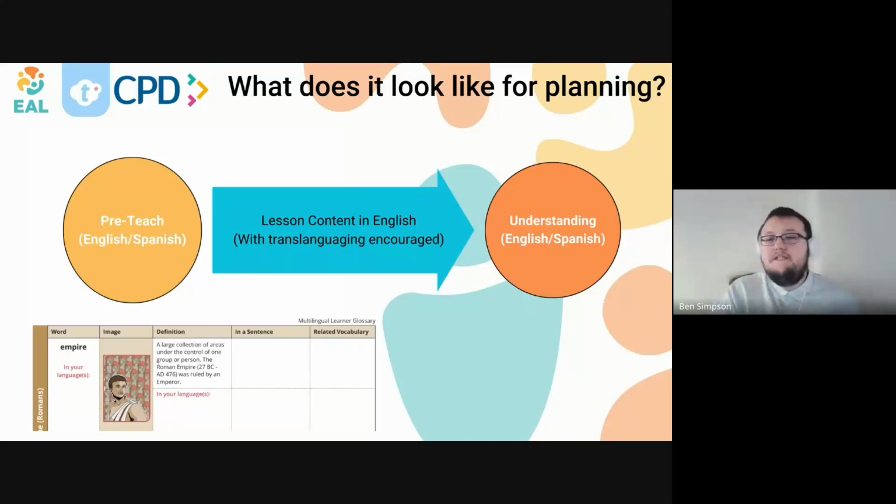So at pre-teach, we know we want to support EL learners or multilingual learners just before teaching, so they have the content, kind of looked at, and the context is understood. So we would pre-teach in English or Spanish, for example. That would be a perfect way to introduce a new concept. The lesson content would then be in English with translanguaging encouraged, and then the understanding has been built in both their home language and the target language. So we can apply that to lessons in general.